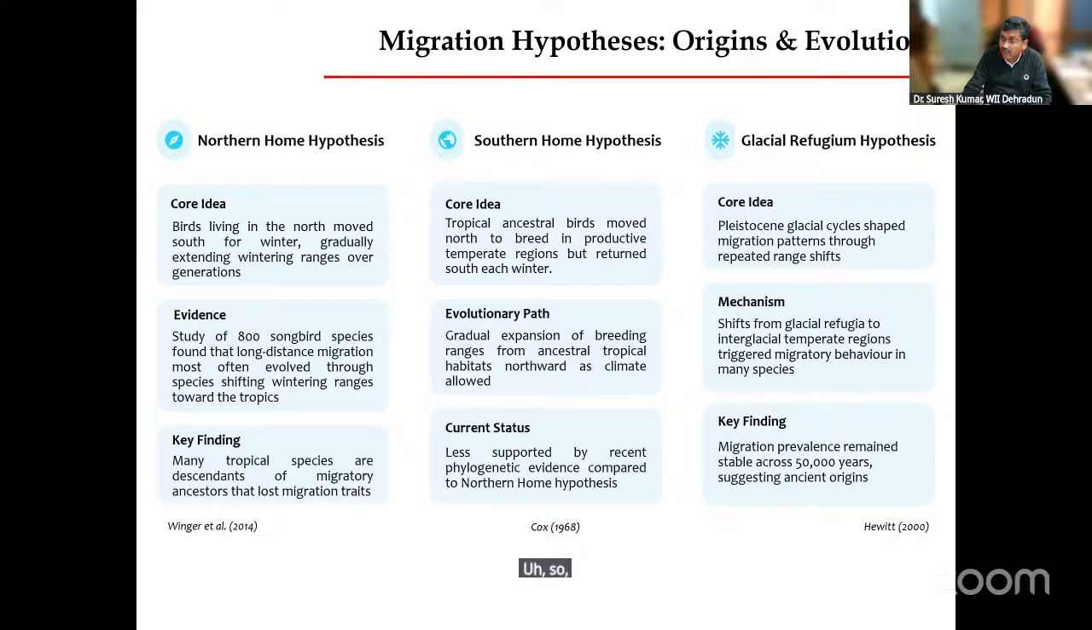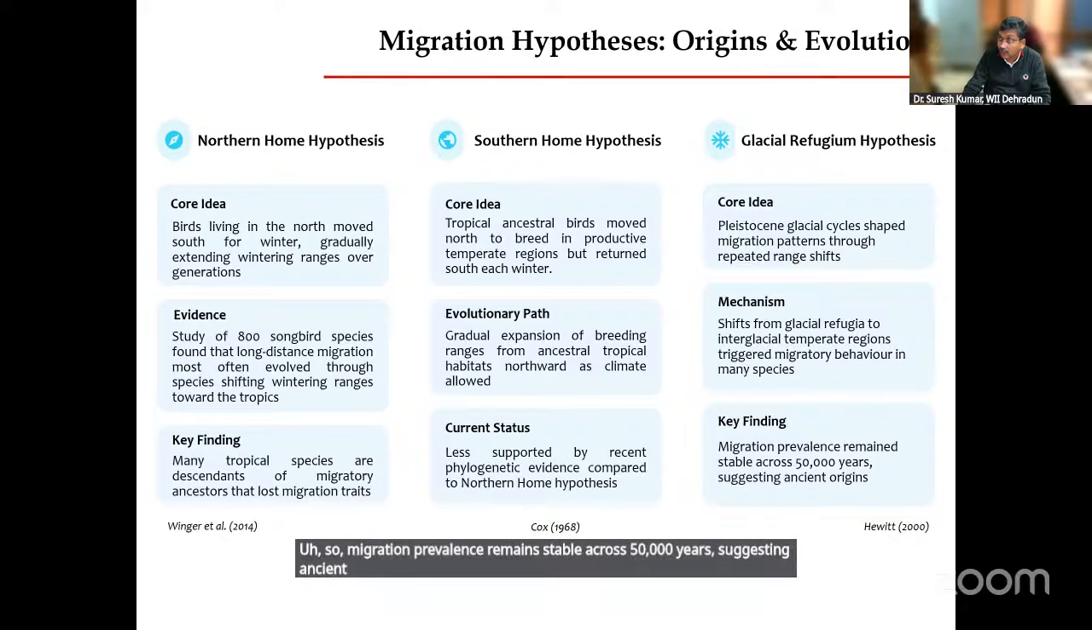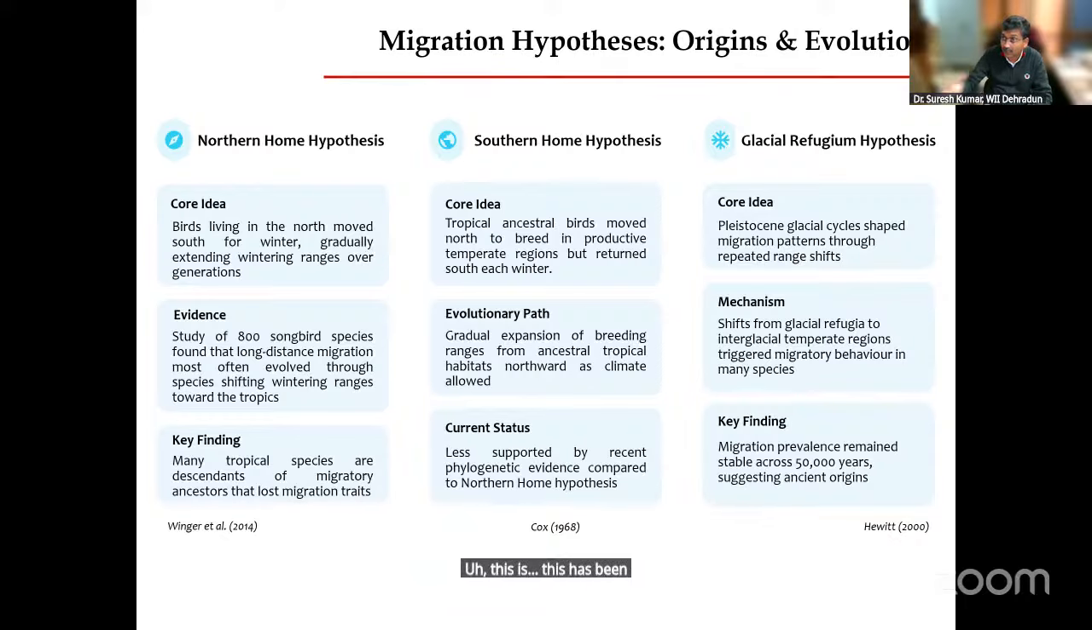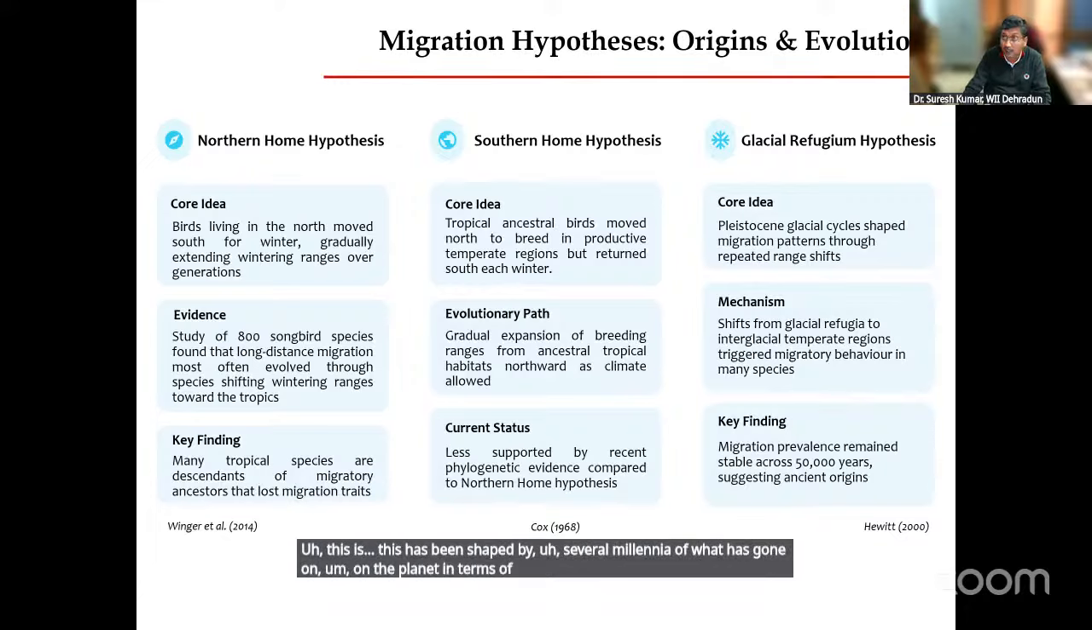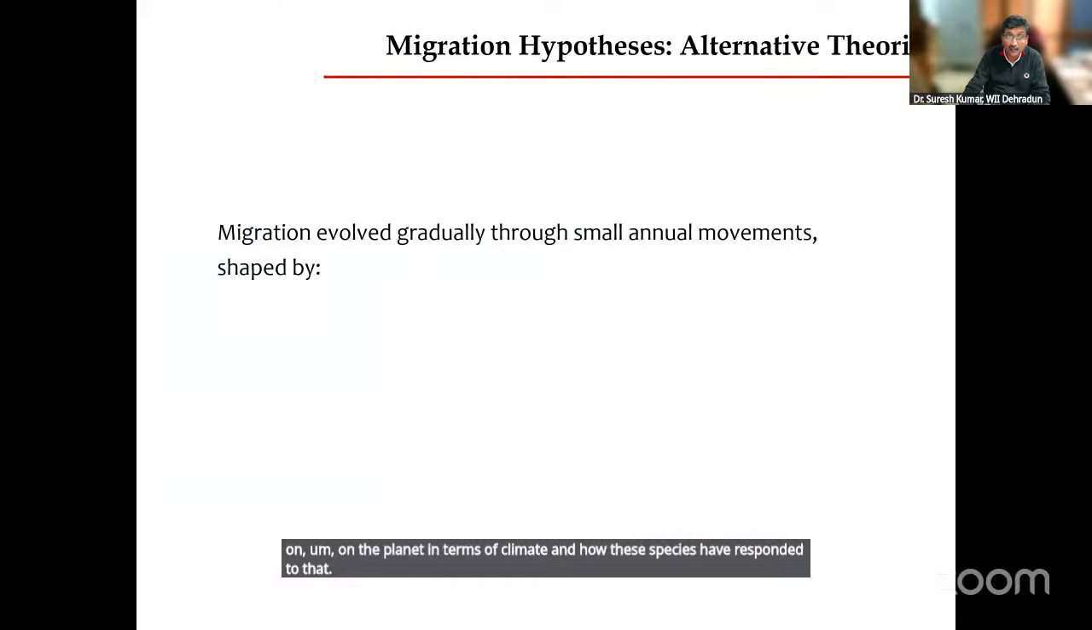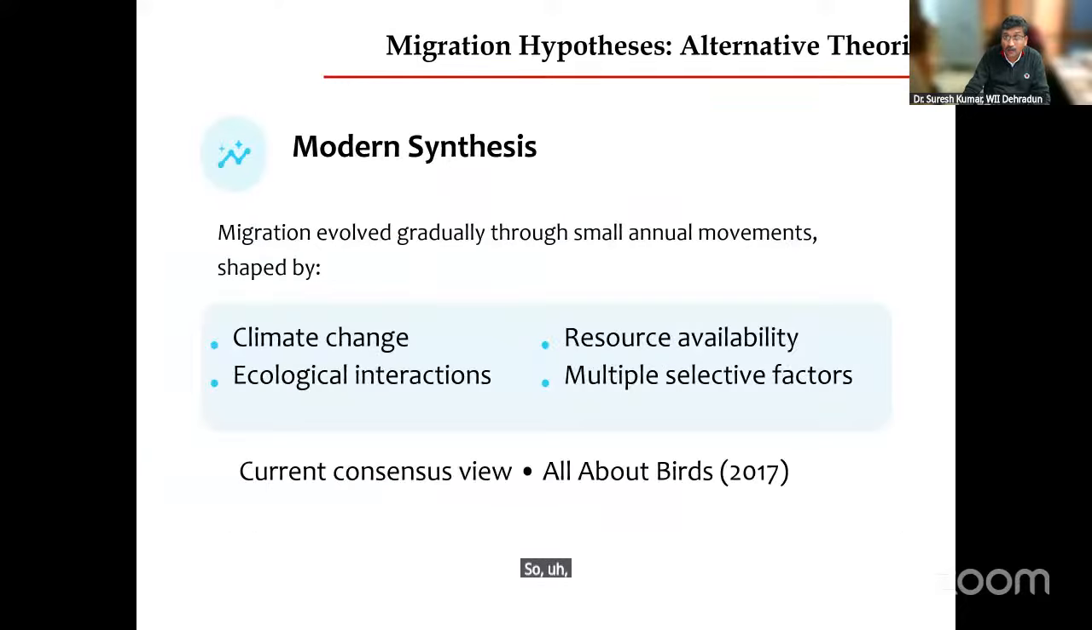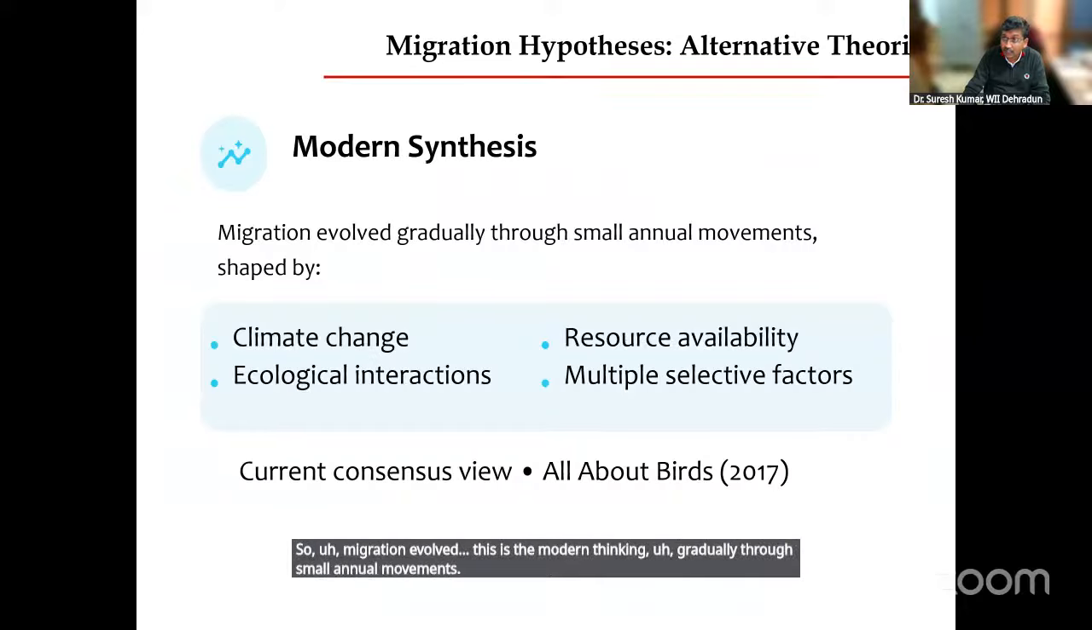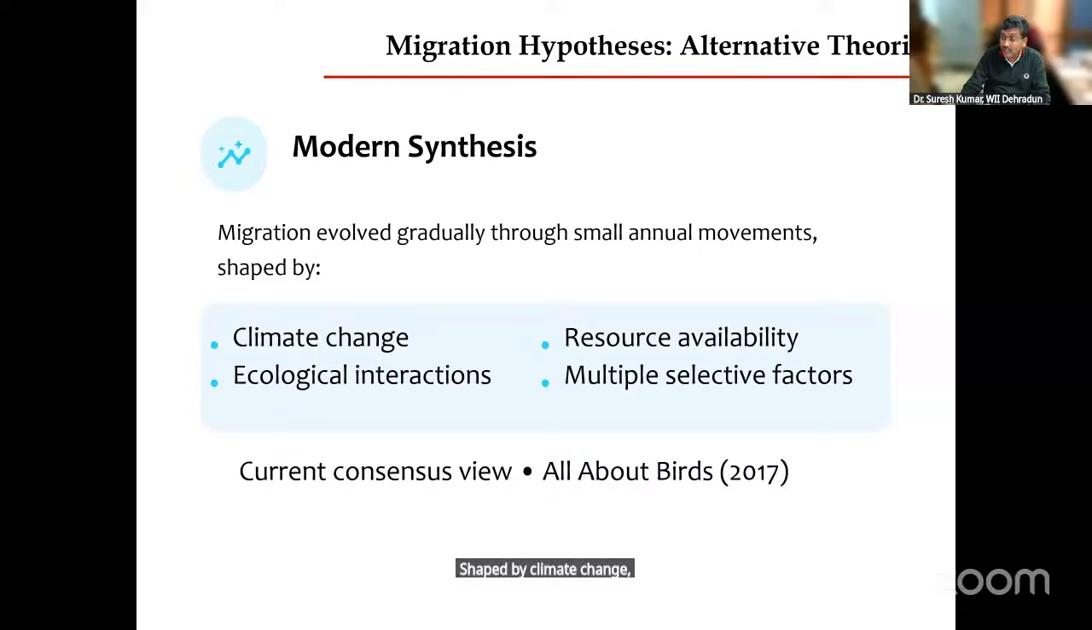So migration prevalence remains stable across 50,000 years, suggesting ancient origin. So this has been shaped by several millennia of what has gone on on the planet in terms of climate and how these species have responded to that. So migration evolved, this is the modern thinking, gradually through small annual movements shaped by climate change, ecological interactions, resource availability, and other selective factors that have shaped the way that you see migration in birds as of today.